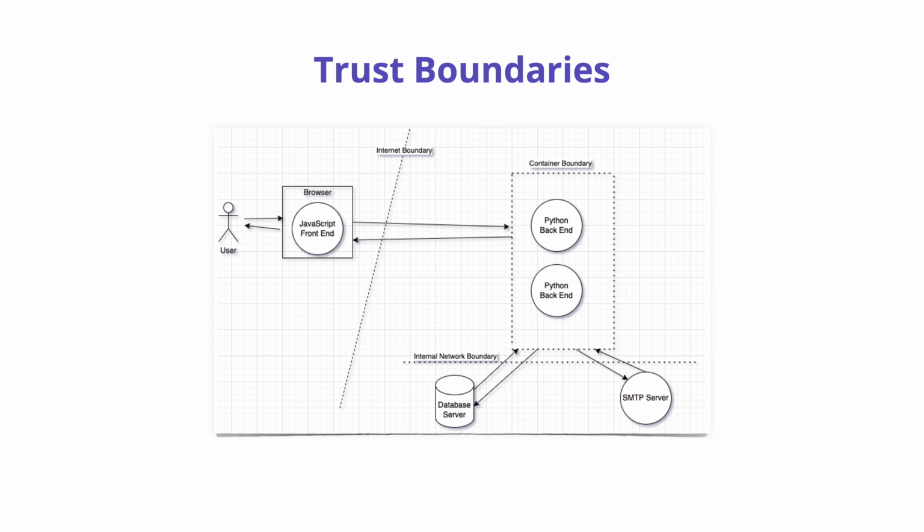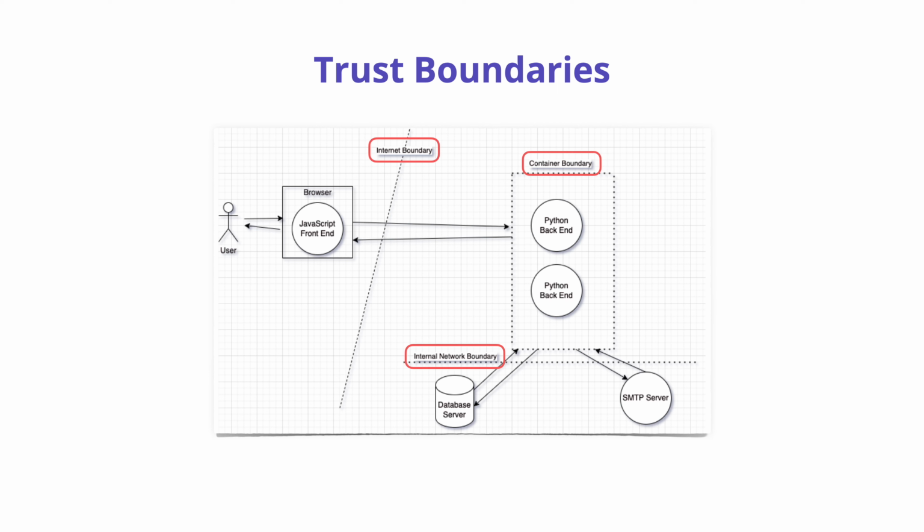Okay, the first boundary in the picture is a network level boundary where data moves from the internet towards an intranet. The next boundary in the picture is a container boundary that hosts some containers. The third boundary in the picture is a network boundary where the database server and the SMTP server resides.